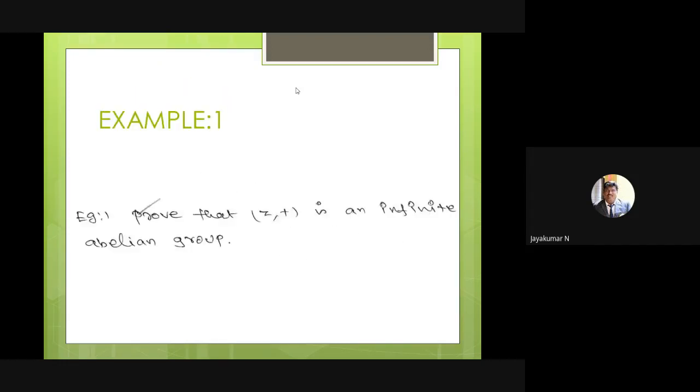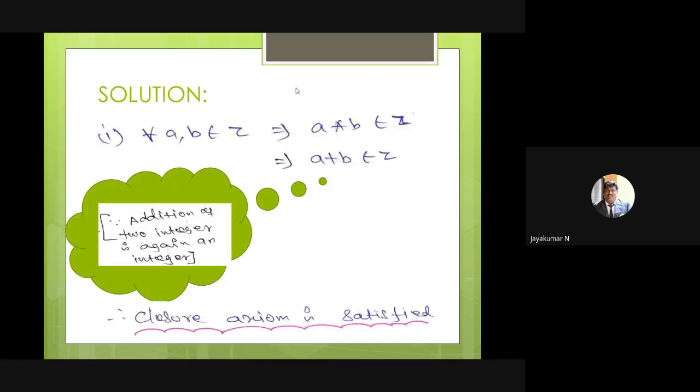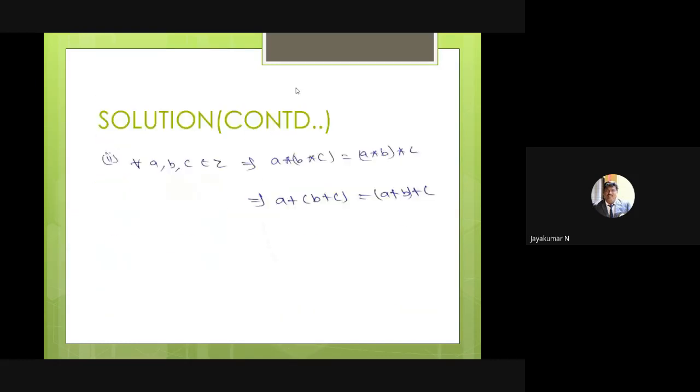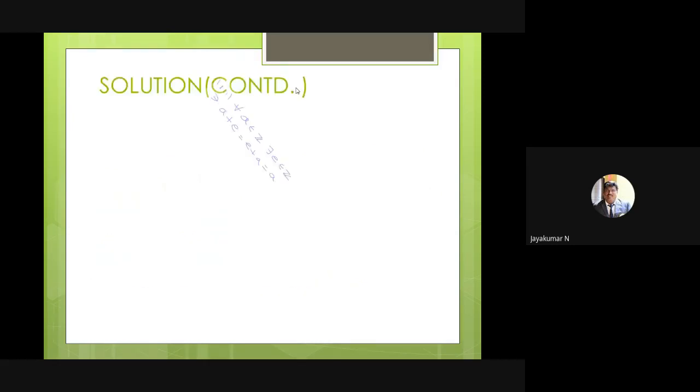So in the last class we saw one example, that is, prove that Z comma plus is an infinite abelian group. This is only for practice. Okay, for the exam point of view, I give special attention to the problem. So closure, associative, and a lot of things we saw. Okay. The major part is the identity axiom.